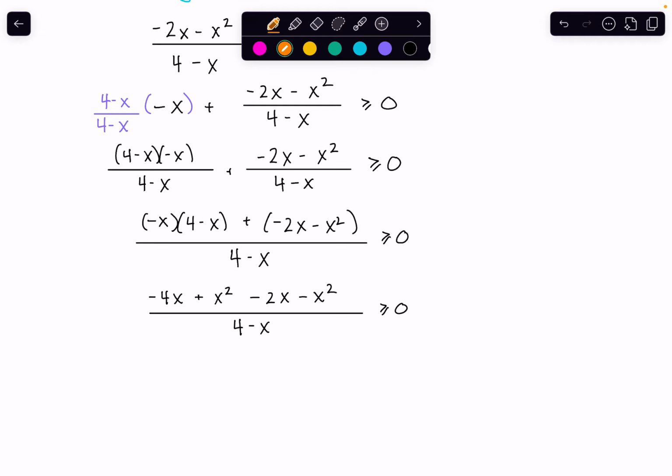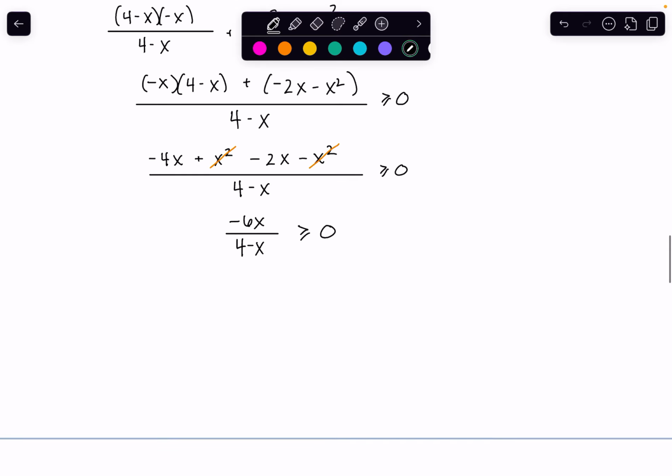And then thankfully, at least one nice thing happens. We have plus x squared minus x squared. Those are gone. Negative 4x minus 2x gives me negative 6x over 4 minus x needs to be greater than or equal to 0. So I've now condensed this to a single rational function, and I'm finding out where this rational function is positive or equals 0.